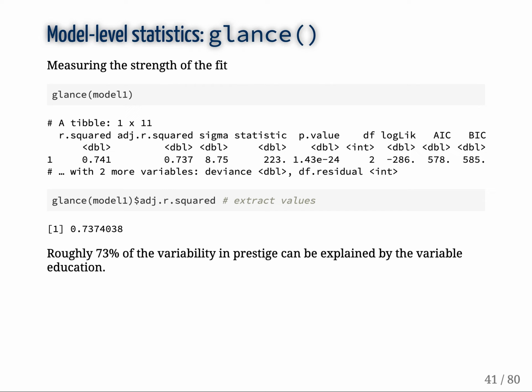We can use the coefficient of determination, that is R squared, to measure how well the model fits the data. R squared is the proportion of variation in Y that is explained by the regression line. This is usually reported as a percentage. So this is 74%, 74.1%.